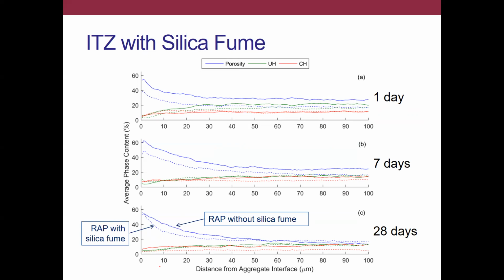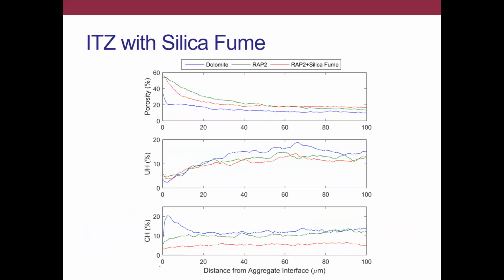And what we can find is that it still did not appear to dramatically improve the performance, especially when we compare it to the dolomite. So what you can see here, I'd like to highlight, is that the addition of the silica fume did reduce the porosity slightly in the mortar with RAP, but not sufficiently to approach that of the dolomite. So in other words, silica fume just did not appear to be sufficiently beneficial.